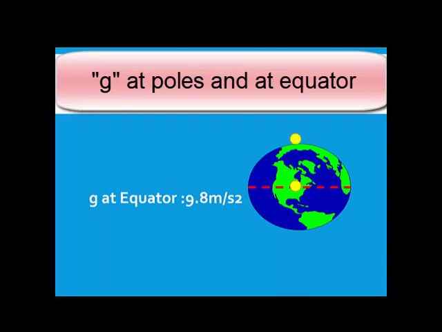If you take an object from the center and take it to the pole, this distance is less. Now when the distance is less, what is going to happen? The closer the object is to the earth, the stronger the gravitational pull. Right? This object is closer to the center of the earth, that means here the G value will be slightly more. What is going to be the G value? 10 meters per second.